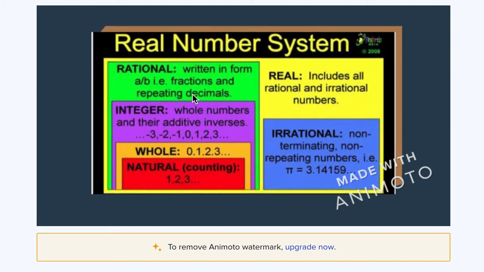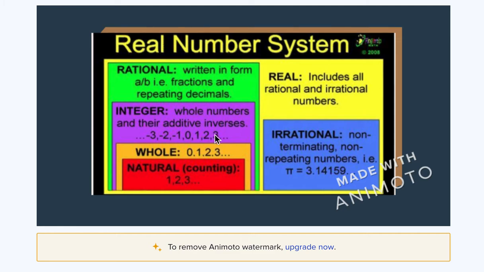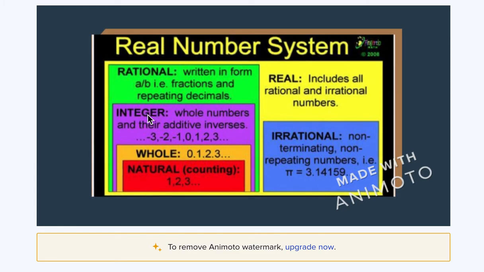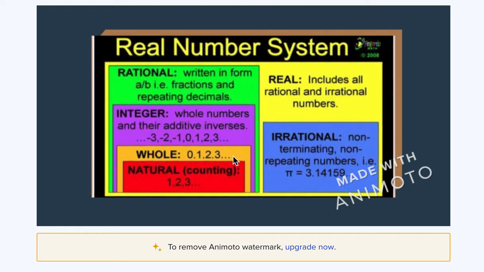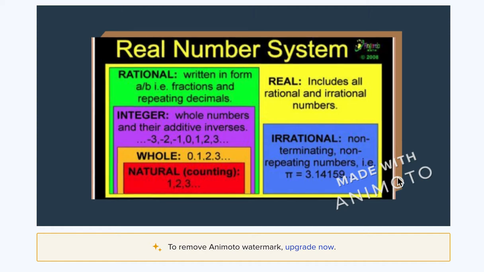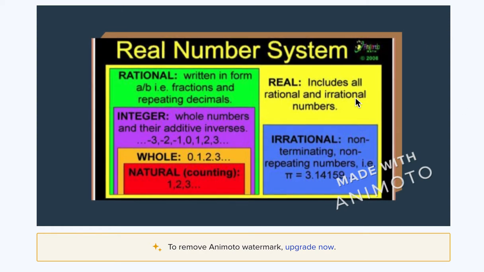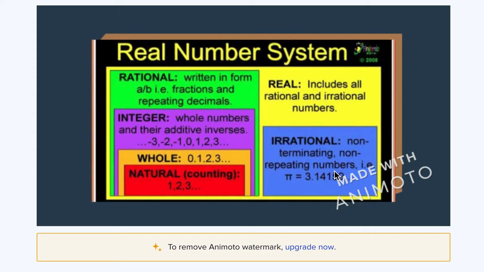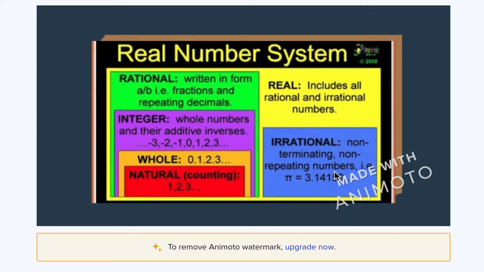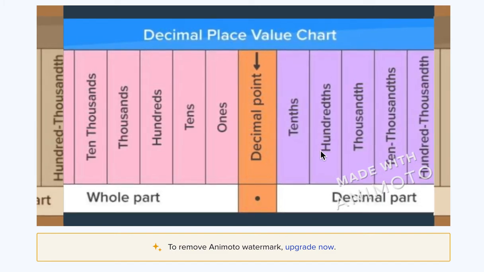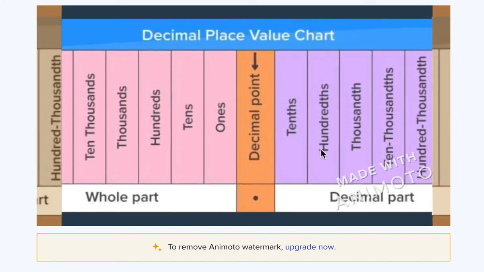We have rational numbers that can be fractions or decimals. We have integers, which are always whole numbers, as well as the negative numbers of the whole numbers. We have whole numbers and natural numbers, which are counting. Remember, those don't include zero. Real numbers, which are rational and irrational numbers, and irrational numbers are decimal numbers that repeat. These don't ever end.